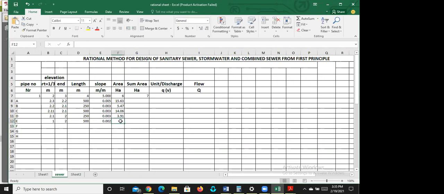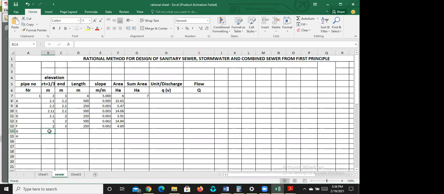And the area of E is 14.84. F is 2 and 3. And the pipe length is 250, and the slope is 1 in 500. And the catchment area it is serving, or collecting waste from, is 4.96. This can also be your own number of houses.